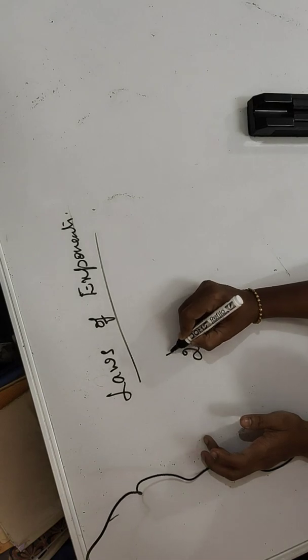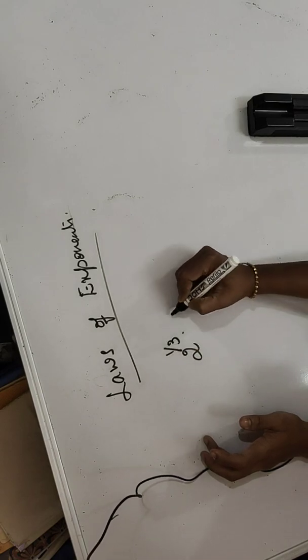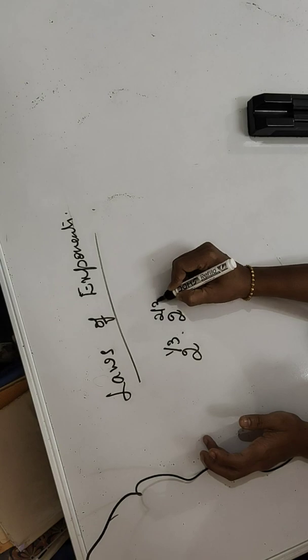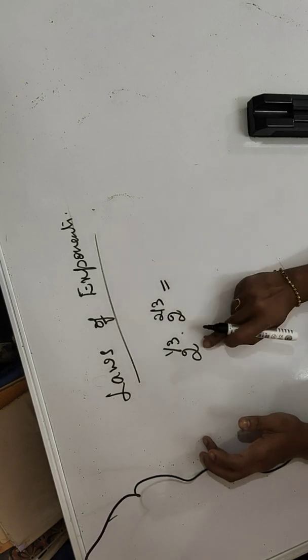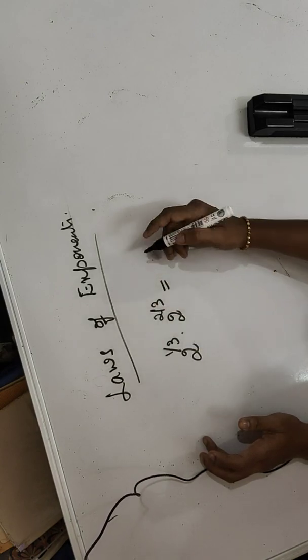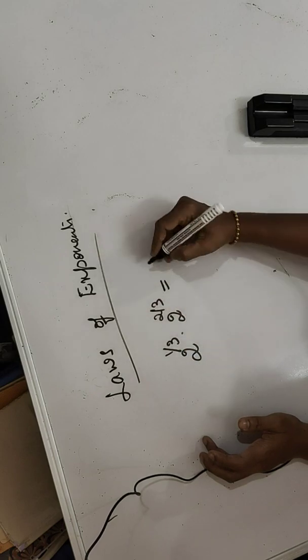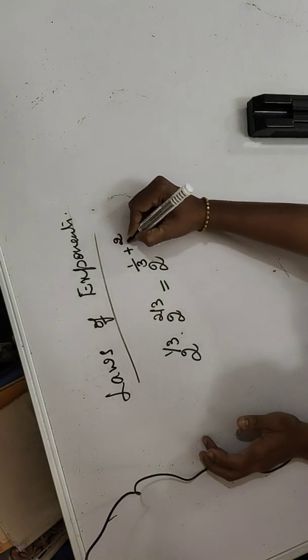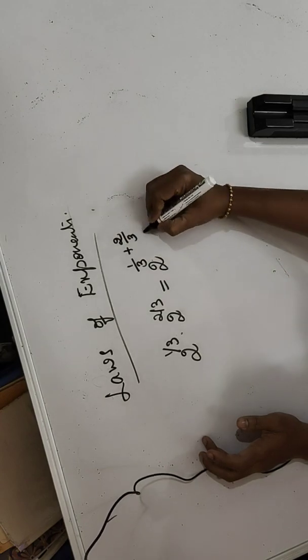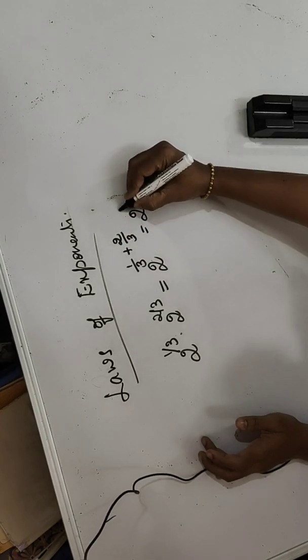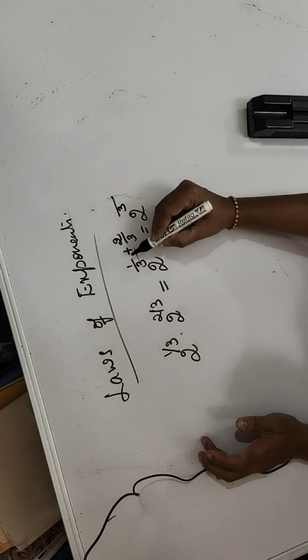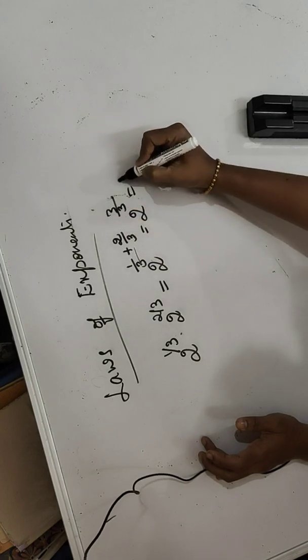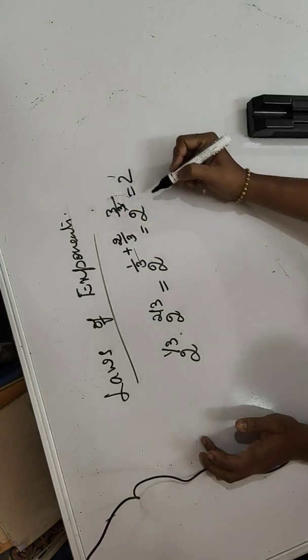One problem I will take. 2 into 2 to the power 2 by 3. See, bases are the same. A to the power m, a to the power n, means we have to add the powers. 3 is the base. Denominator is the same. So 2 plus 1, 3. That is to the power 1, that is 2.